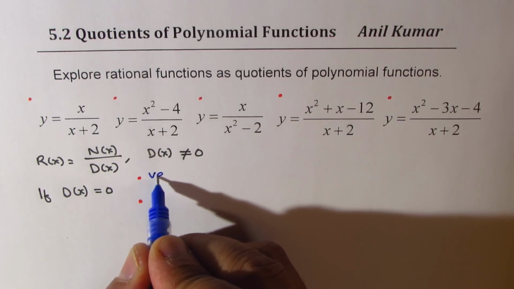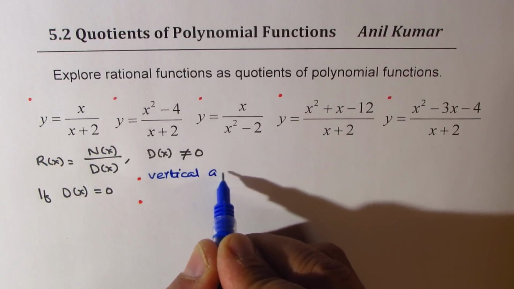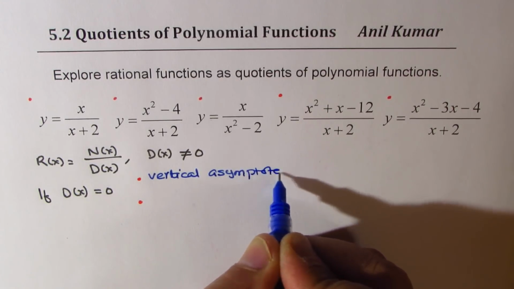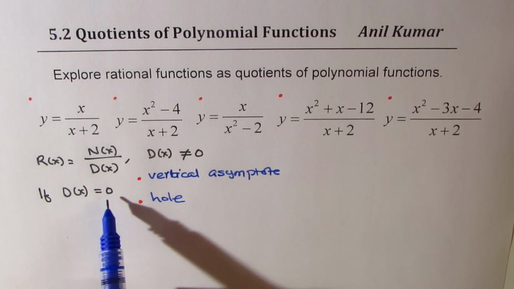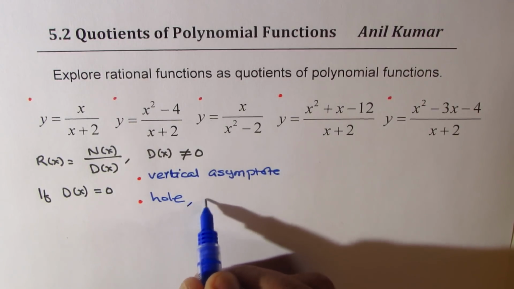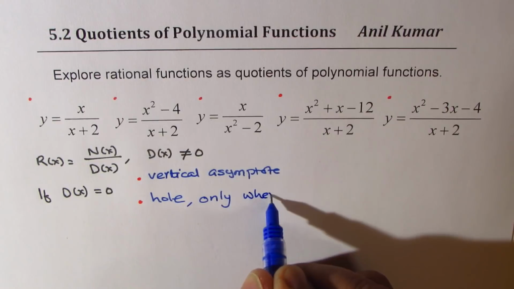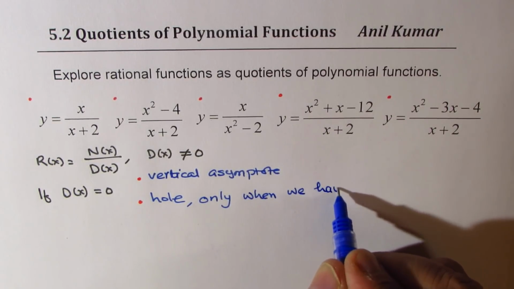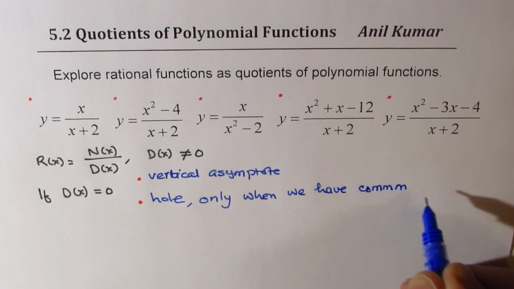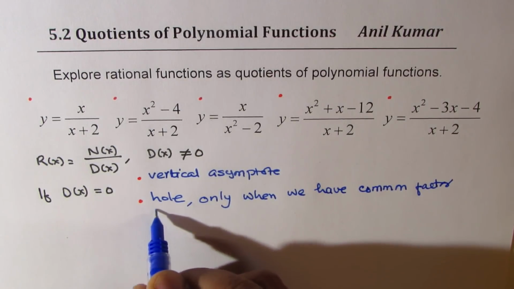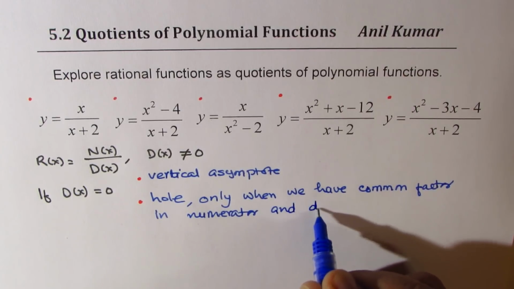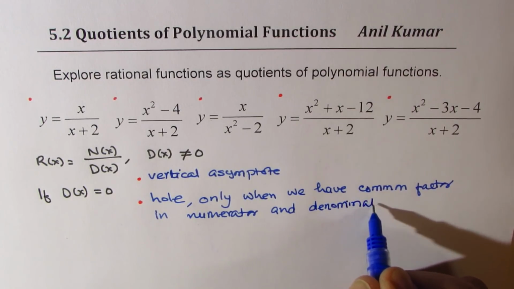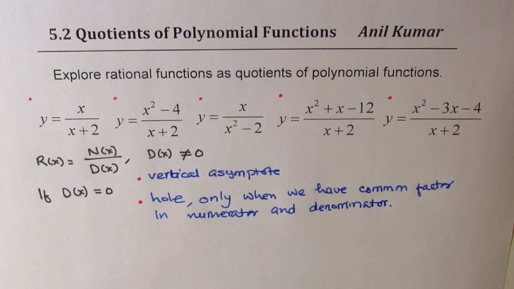So in this condition, we could have a vertical asymptote, or we could have a hole. Now, when do you have a vertical asymptote and when do you have a hole? If the denominator is 0, then a hole is there only when we have a common factor in the numerator and denominator. Right, so that is the only condition.